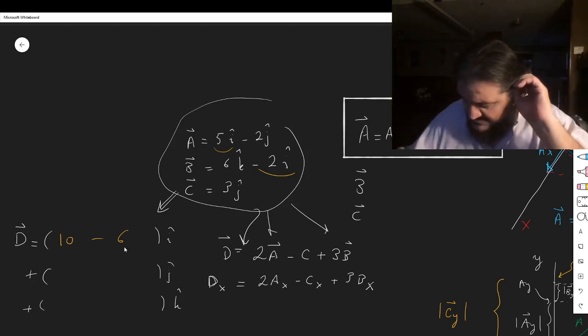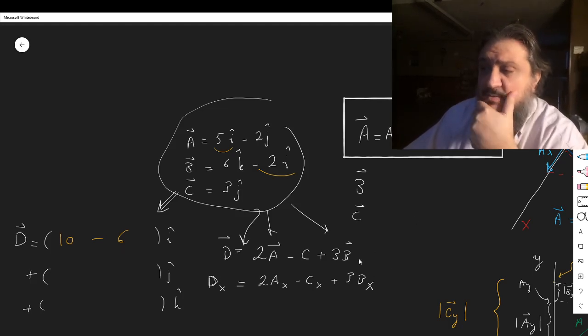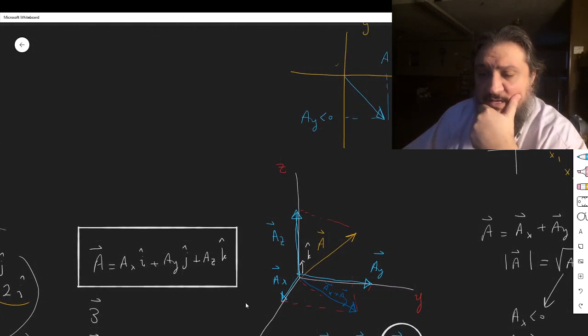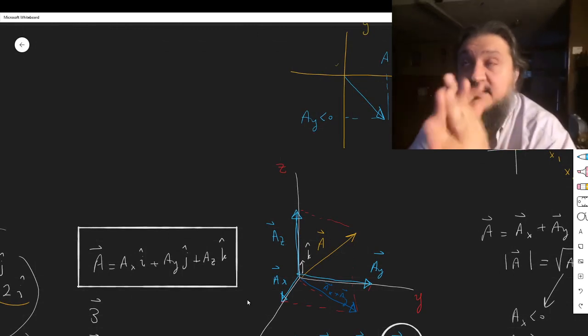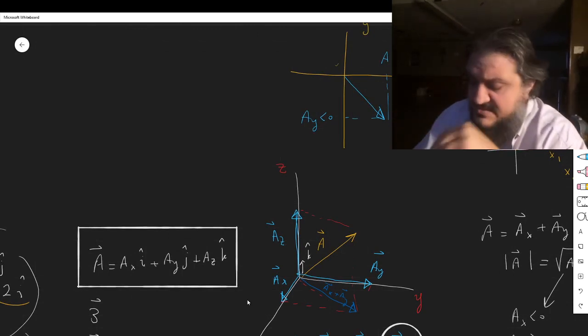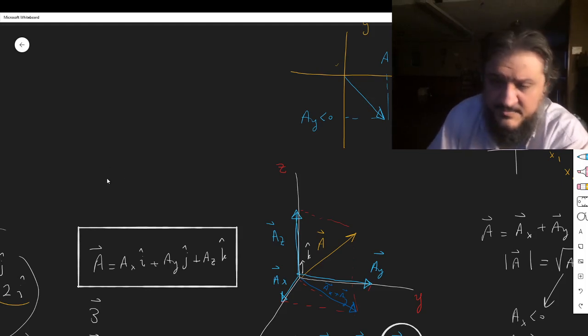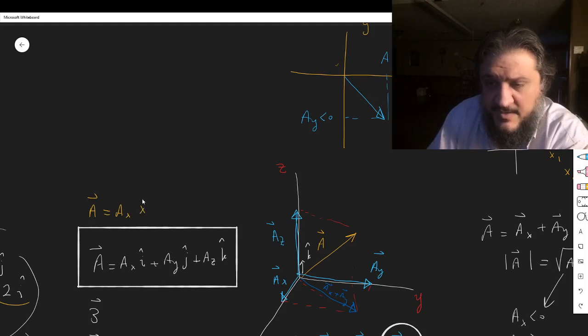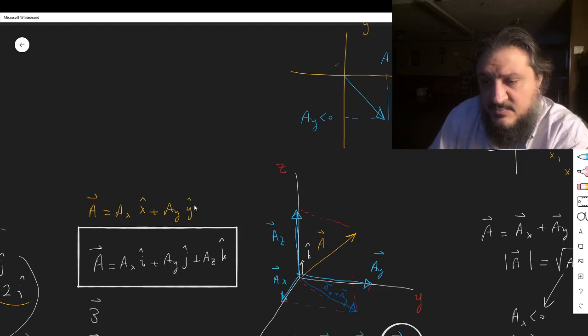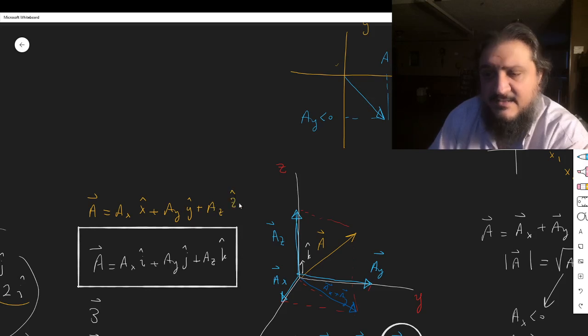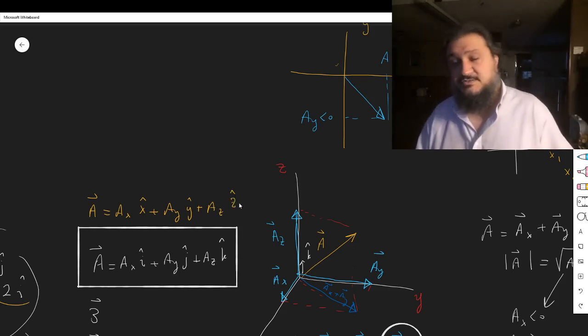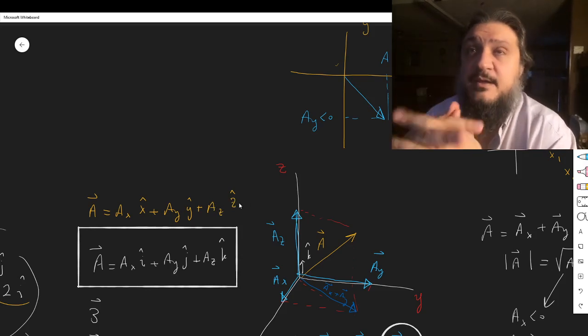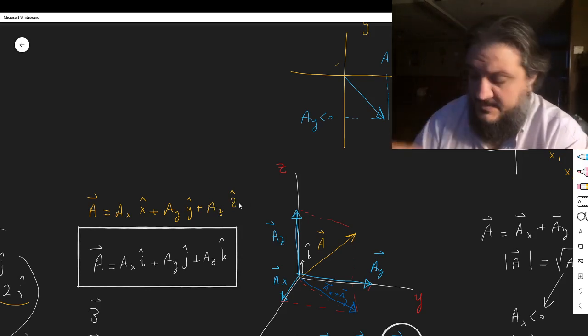All right, so this is the unit vector representation, which is quite useful. Any vector can be decomposed into x, y, z components and unit vectors. In some books, you will see an alternative notation. It's the same thing written differently. In some books, instead of i hat, you will see x hat, and ay times y hat plus az times z hat. Okay, so please don't be confused. It means exactly the same thing.